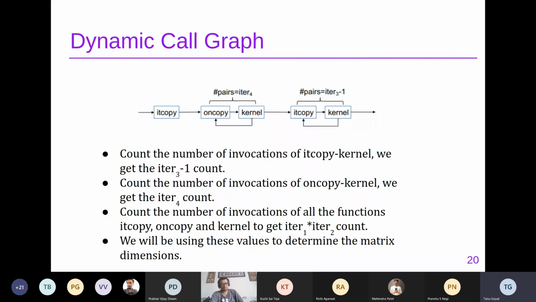So if we see here in this dynamic graph, if we want to find the value of iter4, we can probe the on copy and kernel functions, which gives us the iter4 value. Similarly, if we probe the it copy and kernel functions, we'll get the iter3 values. In the later slide, we'll see why we are doing this, because we need these iter count values to get the final matrix dimensions.